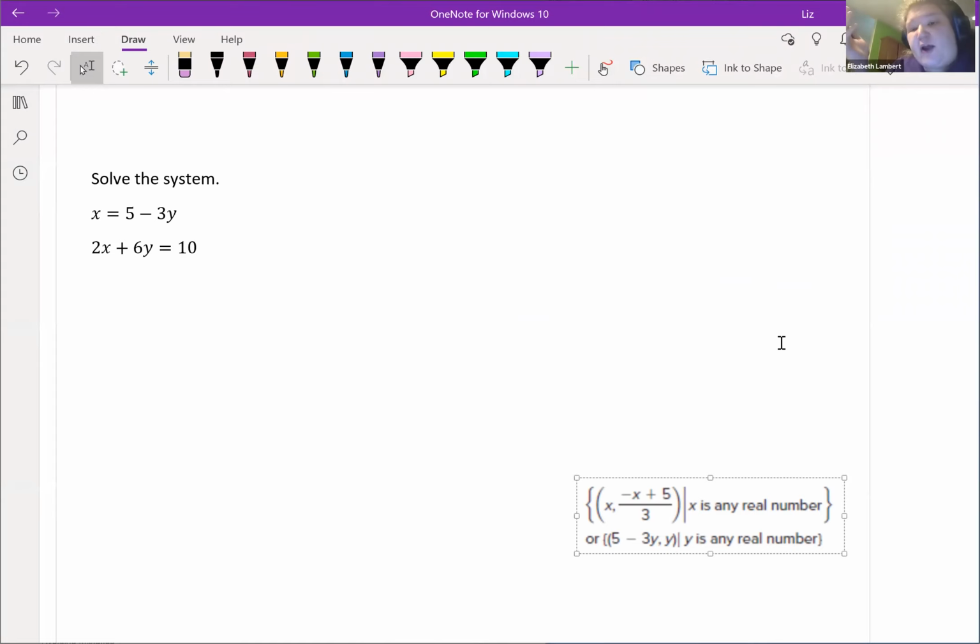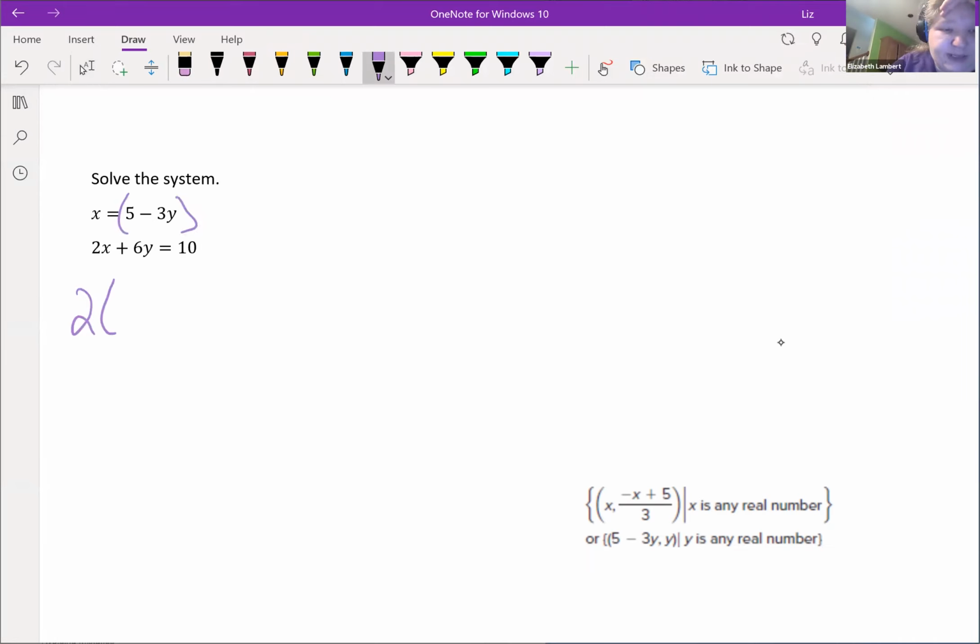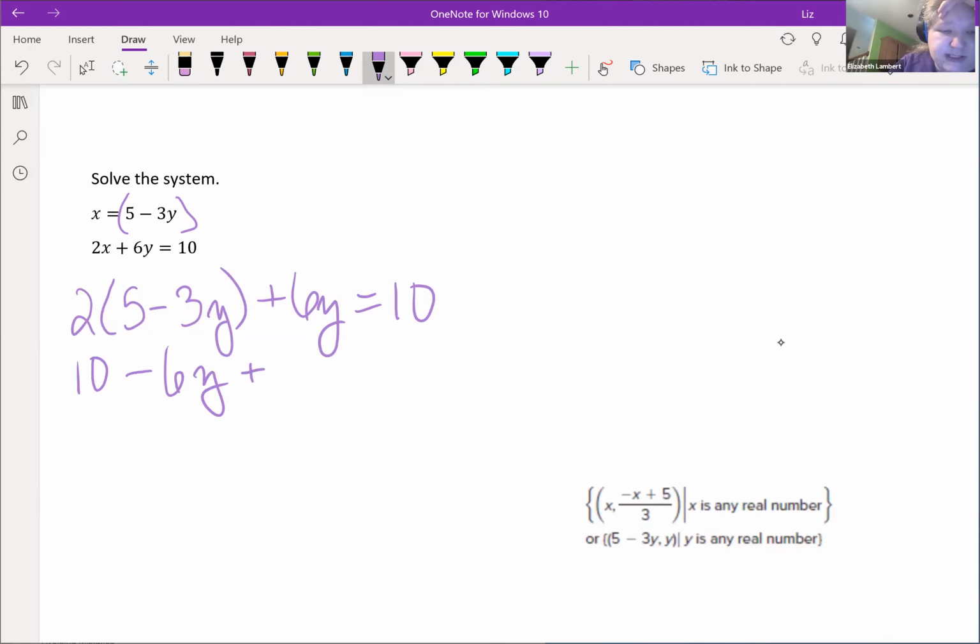Well, it's already solved for x, may as well. So we're going to put that in place of the x. So 5 minus 3y's. All right, so this is 10 minus 6y's plus 6y's. Now you see the weird stuff. Those cancel, so we end up with 10 equals 10.